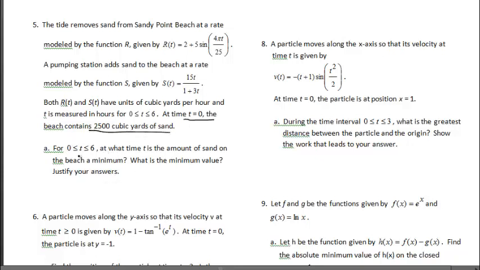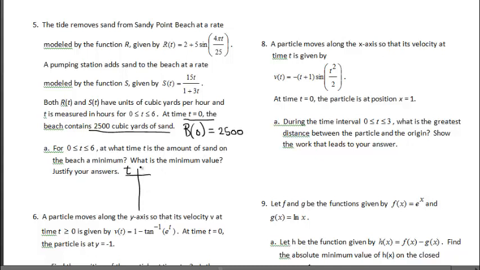I don't see any indication of a particular letter that represents the sand, so I guess maybe I would just use beach. V of 0 equals 2500. I have an R and an S for removal and for addition. All right, so the question is, at what time is the amount of sand on the beach a minimum, and what is the minimum value? Again, you might need some notebook paper, but it is going to set up to be a t-chart.